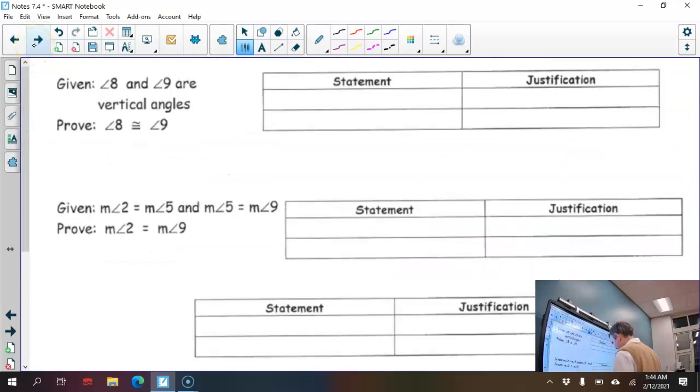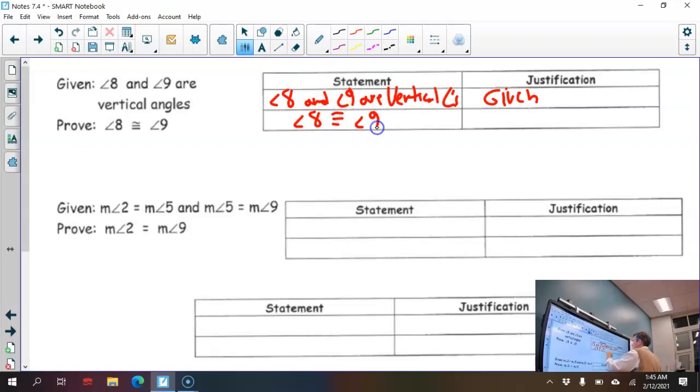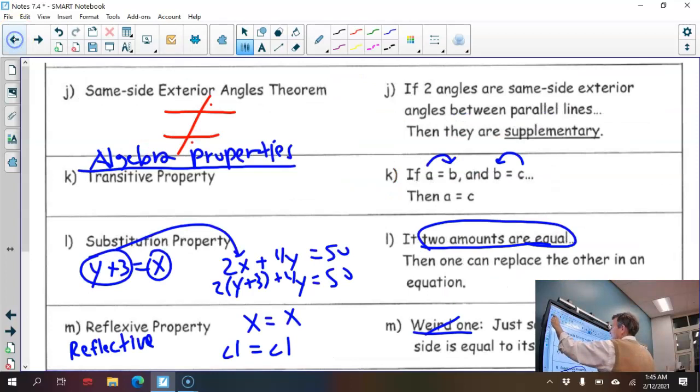All right, next one. Given that angle 8 and angle 9 are vertical angles, prove they are congruent. All right, so first I'd write my given information. Angle 8 and angle 9 are vertical angles. That is given. All right, well, this is a two-step proof, so obviously I can now give what I'm trying to prove. How do I know that the angle 8 is congruent to angle 9? Well, it's right back here, right?